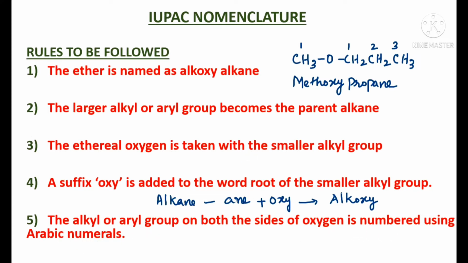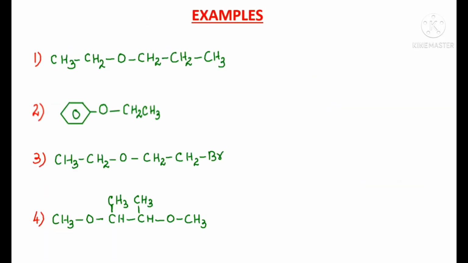Students, you can easily understand when you are seeing some examples. We shall see some examples of how to arrive at the structure and also how to write the nomenclature based on these rules so that you can clearly understand. The first compound, students: CH3 CH2 O CH2 CH2 CH3. See here, on both the sides we are having an alkyl group. It's better to number the compound now. So on both the sides you should give Arabic numerals 1, 2, 3.